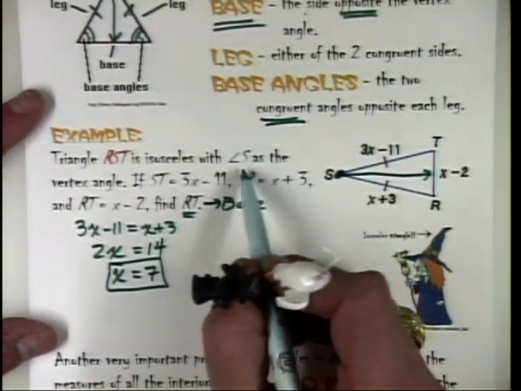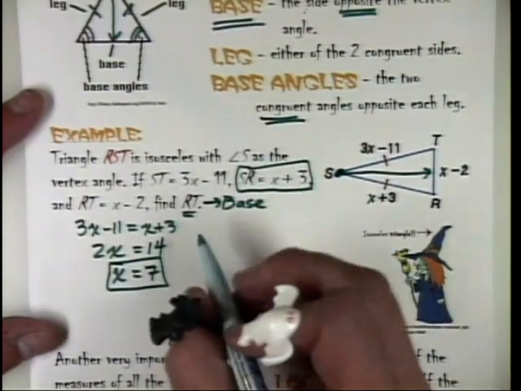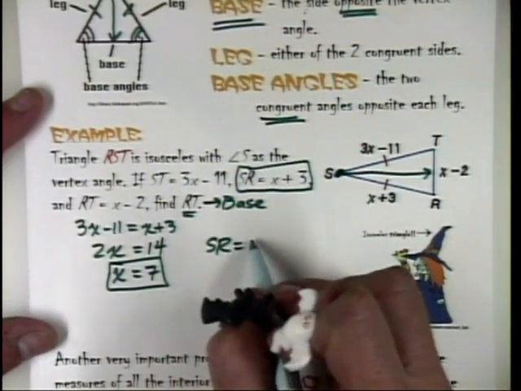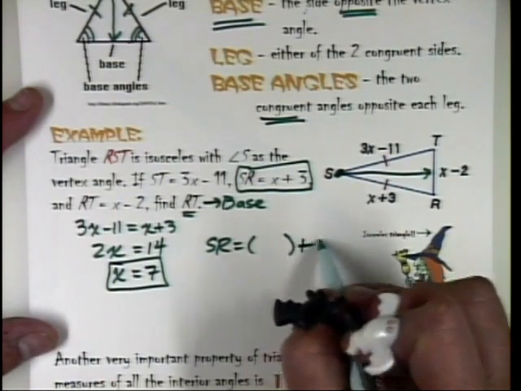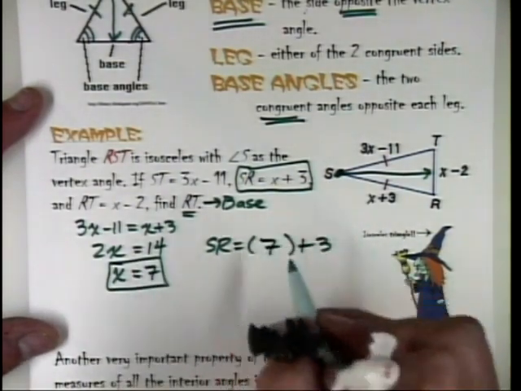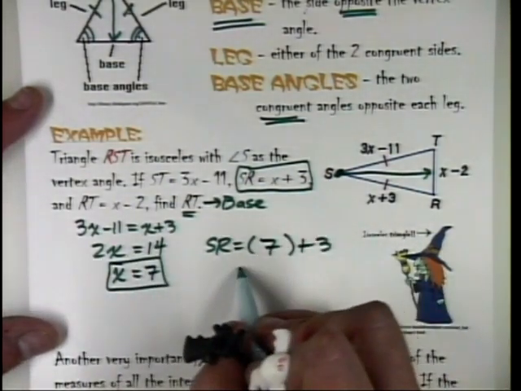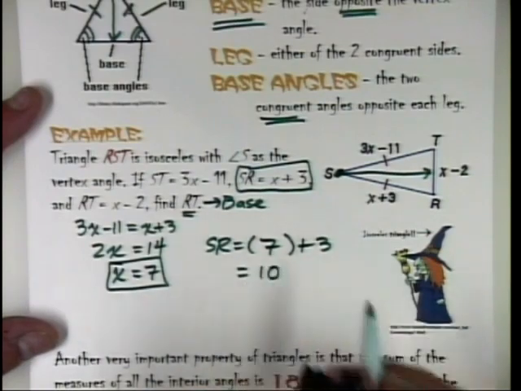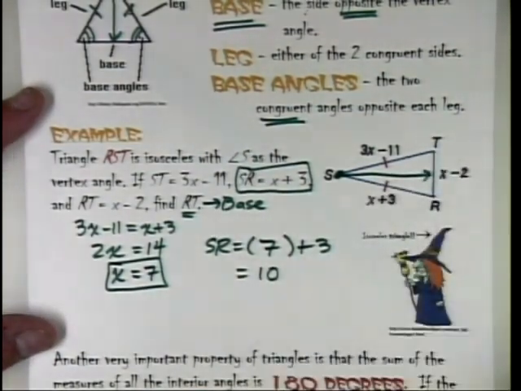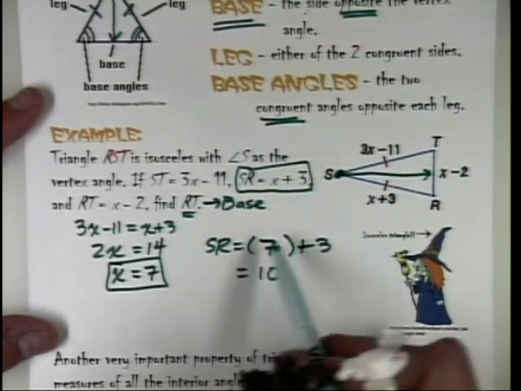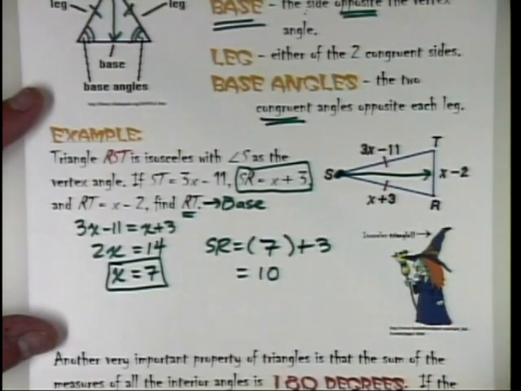We're trying to find the measurement of segment SR. Well, SR measurement is x plus 3. And what is x? It's 7. So let's add it together. 7 plus 3 gives us 10. So the base of this isosceles triangle, segment RT, is a measurement of 10.